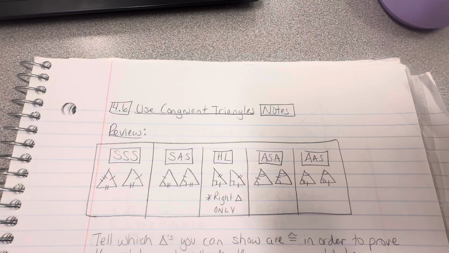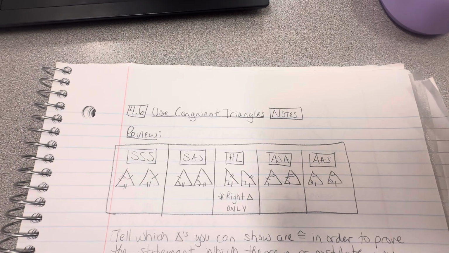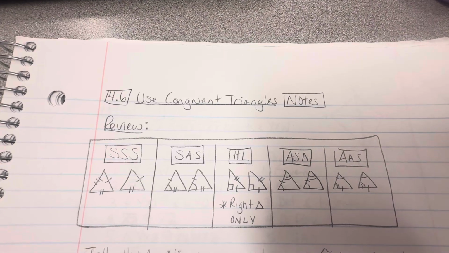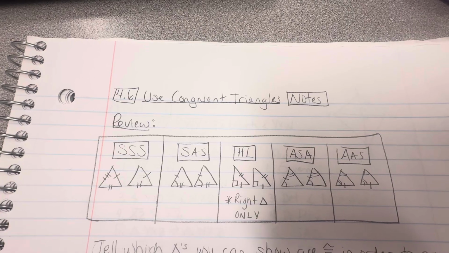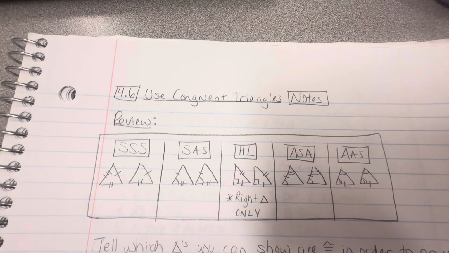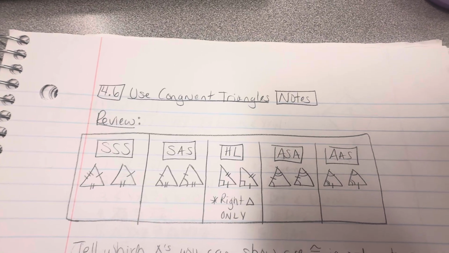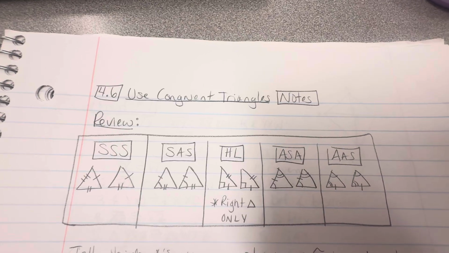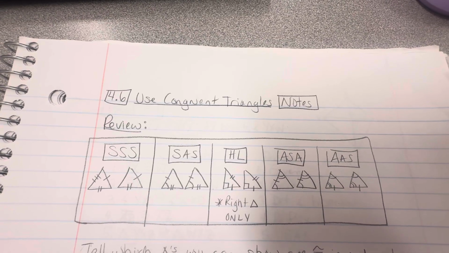Side, side, side, where all the sides are congruent, all the corresponding sides are congruent. Side, angle, side, where you have 2 sets of sides with a sandwiched angle or an included angle. Hypotenuse, leg, remember that one only works for right triangles. You have the hypotenuse and a leg congruent.